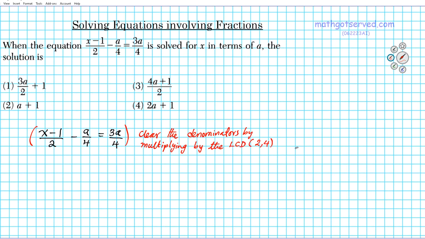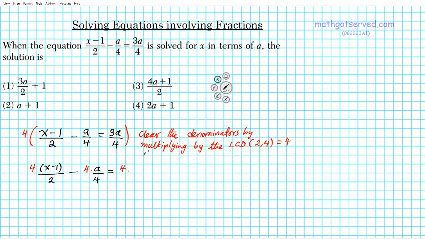What's the smallest number that 2 and 4 can go into evenly? The LCD of 2 and 4 is 4. So we're going to be multiplying the entire equation by 4, every single term. So we're going to have 4 times the first term, which is (x − 1)/2, minus 4 times the next one, which is a/4, and then the last one, 4 times 3a/4.